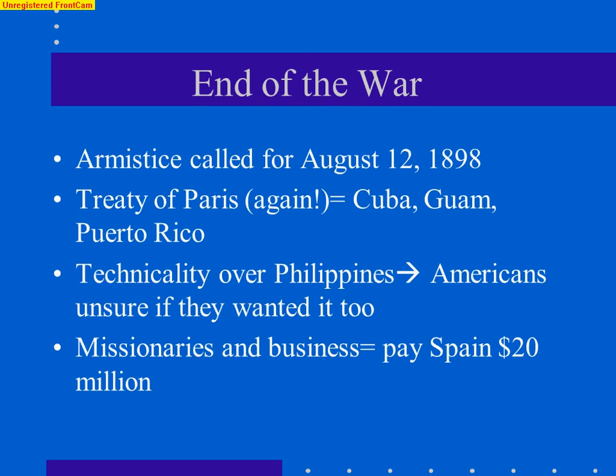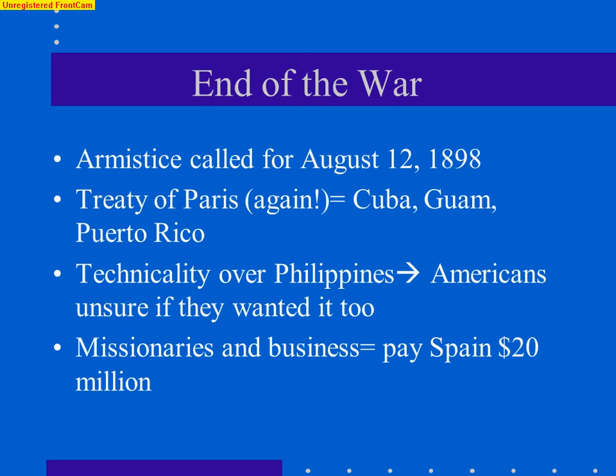The armistice was called on one day, and it wasn't until the very next day that the Spanish in the Philippines surrendered. So there is this technicality that the Philippines actually didn't fall to the United States until after the armistice was called. And so we didn't know what to do with the Philippines at this time.